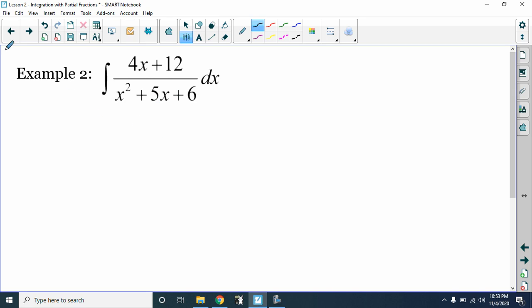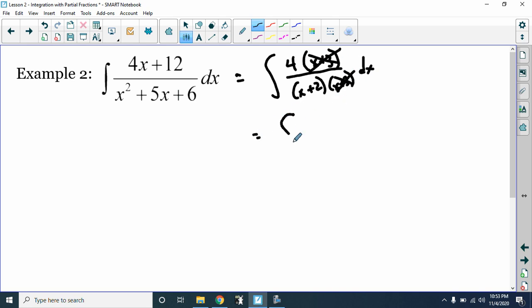Looks very similar. Again, the first thing you might try to do is make u equal to the bottom. The problem is du is 2x plus 5, and even if I take a 2 out of the top here, I'm not going to get 2x plus 5. I got 2x plus 6 there. So the next thing we might try to do is factor. I can take a 4 out of the top. And on the bottom, I have x plus 2 times x plus 3. So we can simplify this. And now it's again something we can use substitution with.